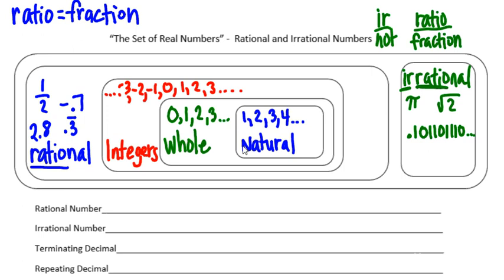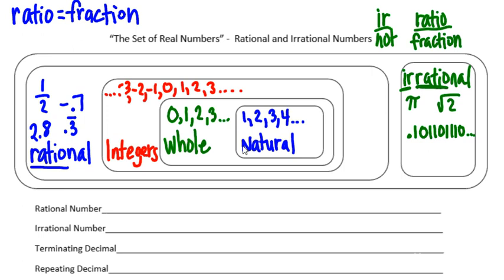The ... at the end tells you that that will continue that pattern forever. And even though it's a pattern, and even though we can predict what comes next, it's not repeating the exact same digit or group of digits forever. So it's non-repeating, non-terminating. It is irrational.